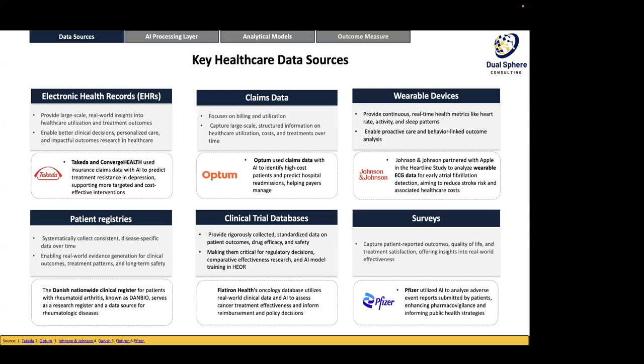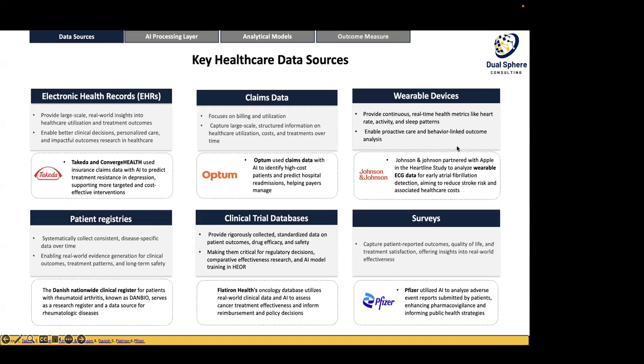Right. So these slides have various examples for various data sets and how AI is changing the shape. It's a bit important. So let's read it together. For electronic health record, Takeda and Converge Health used insurance claims data with AI to predict treatment resistance in depression, supporting more targeted and cost effective interventions. Claims data. Optum uses claims data with AI to identify high cost patients and predict hospital readmissions, helping payers manage those.